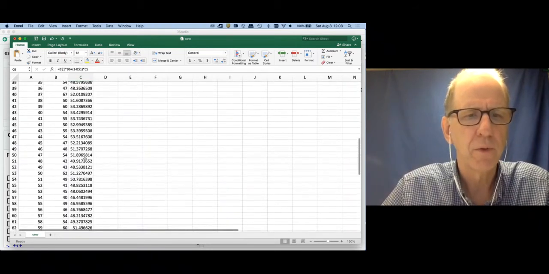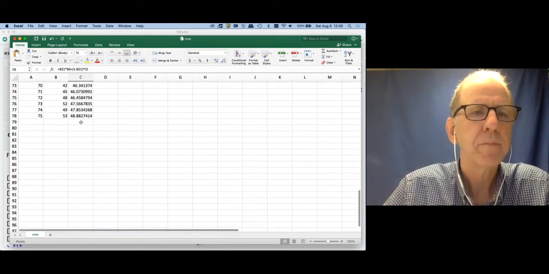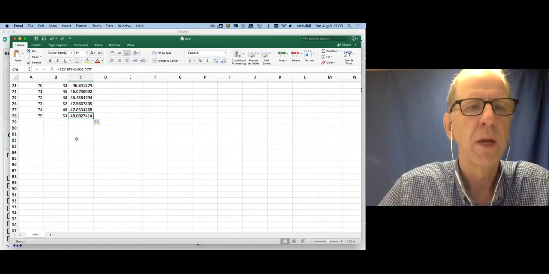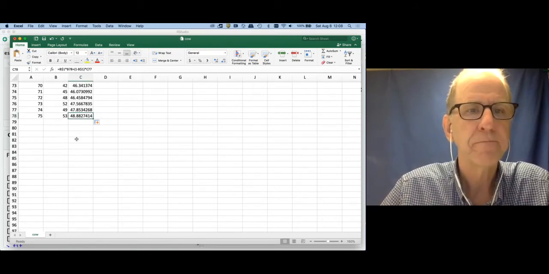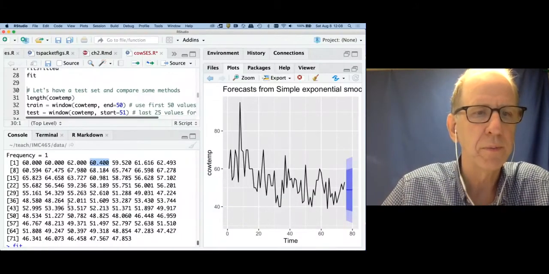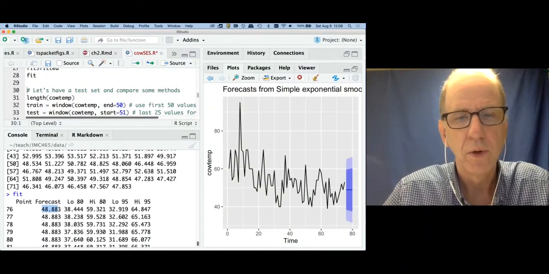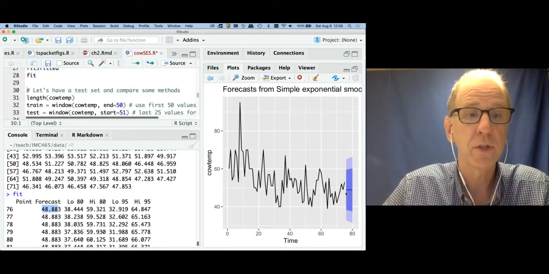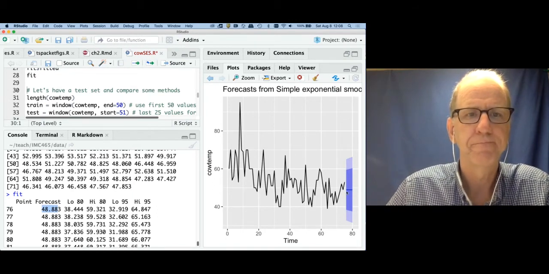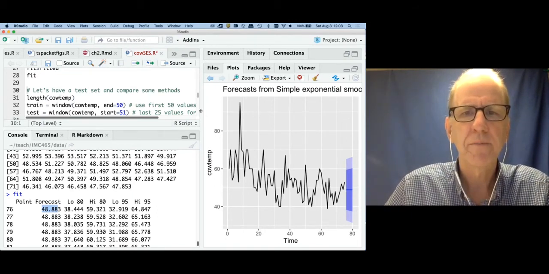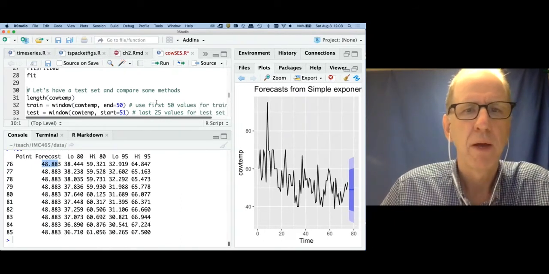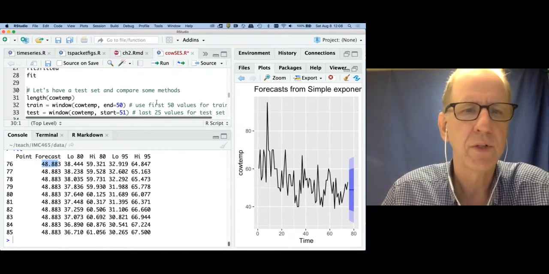If I scan forward all the way to the bottom, you're going to see my final level is 48.88, and that's going to be the value of my future forecast. So 48.88 will be my best prediction of what's going to happen in the future. All right, having done this in Excel, I claim to kind of understand what's going on.